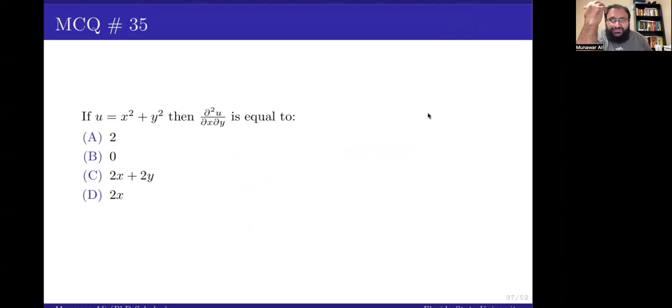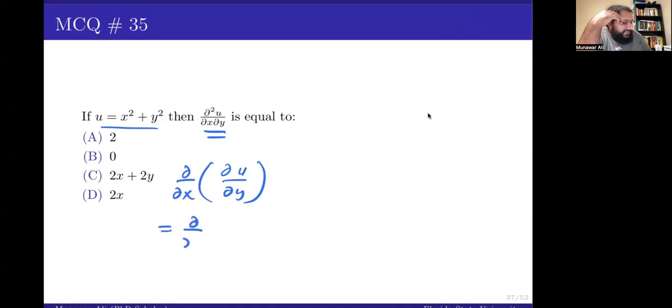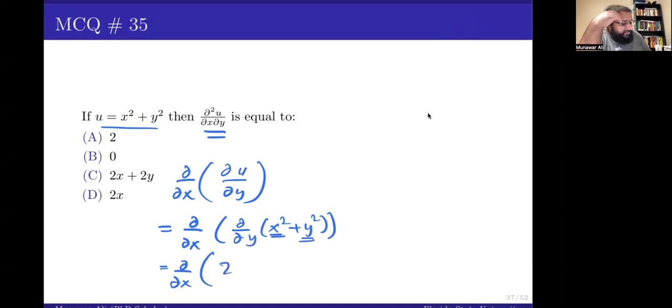So MCQ 35 is very simple, you just have to differentiate. You have a function, and this tells you to differentiate u with respect to y, and then with respect to x. Because y comes first, then x. X is the outer derivative. So you have to differentiate x square plus y square with respect to y. If you differentiate with respect to y, the x square term is constant so it gives 0, and the derivative of y square is 2y. Now, if you differentiate this with respect to x, it is going to be 0 because it is treated as a constant. So the correct option is B.